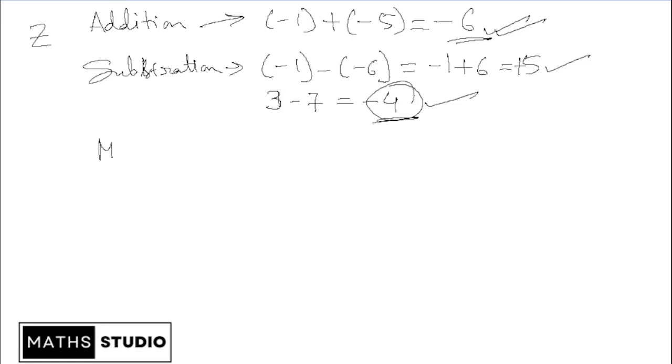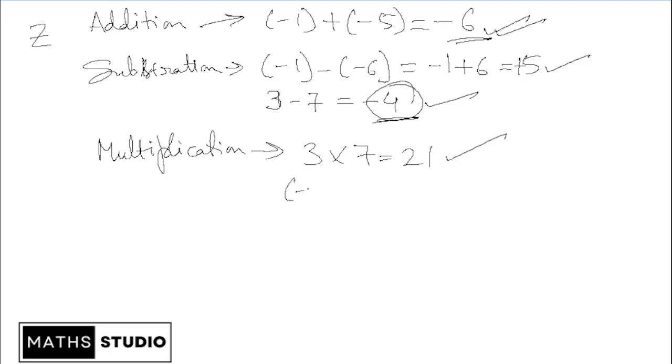Okay, let us look for multiplication. Multiplication, what will happen? 3 into 7 is 21. So 21 is also an integer, so it will follow the closure property. Minus 3 into minus 7, it would be plus 21. So multiplication also follows the closure property because the product that we are getting, that is also an integer.